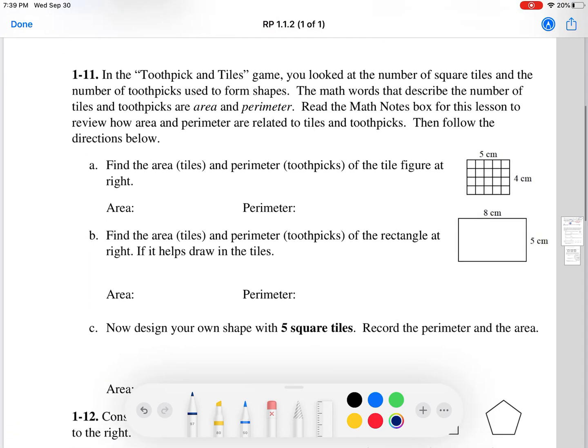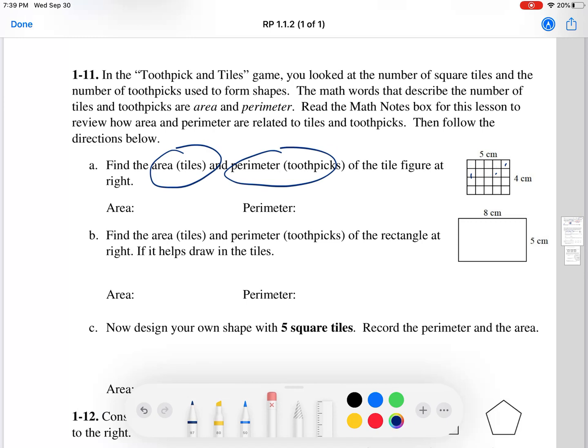Let's work on 111. And in 111, what we have in here is we're talking about area and perimeter. Area is tiles, perimeter is toothpicks, okay? Area is how many tiles there are total. Now we could count them. 1, 2, 3, 4, 5, 6, 7, 8, 9, right?